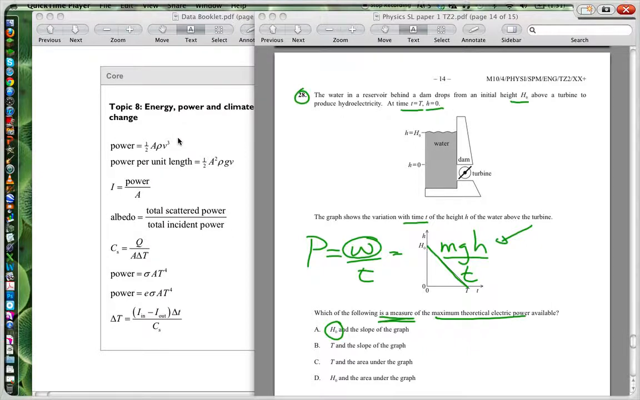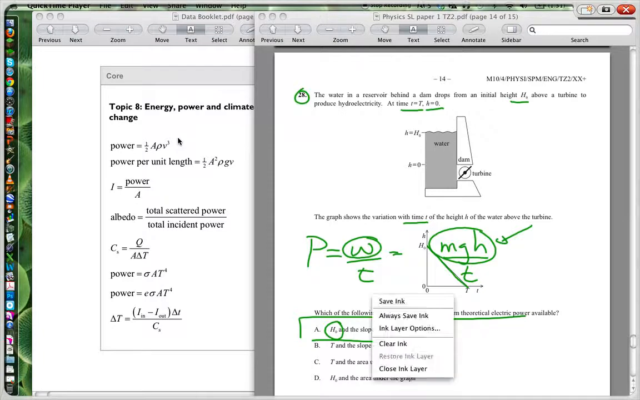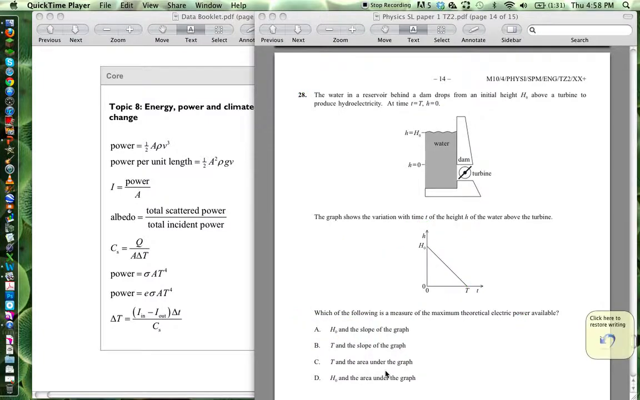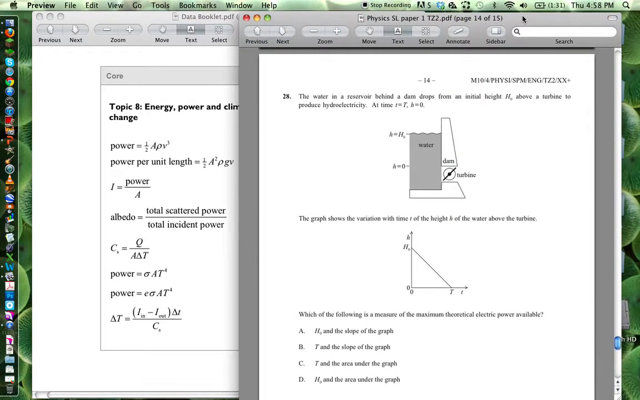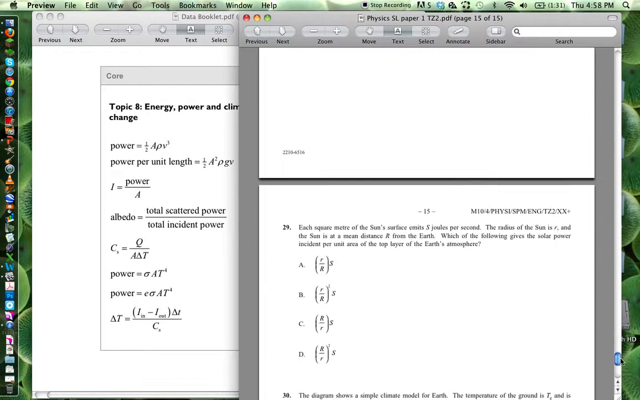So it would actually be A is the correct answer here, because the steepness of the slope is how quickly this h is decreasing, and therefore how quickly the energy is being used, and therefore an indication of the power of the turbine. Good. Going on to the next question here.